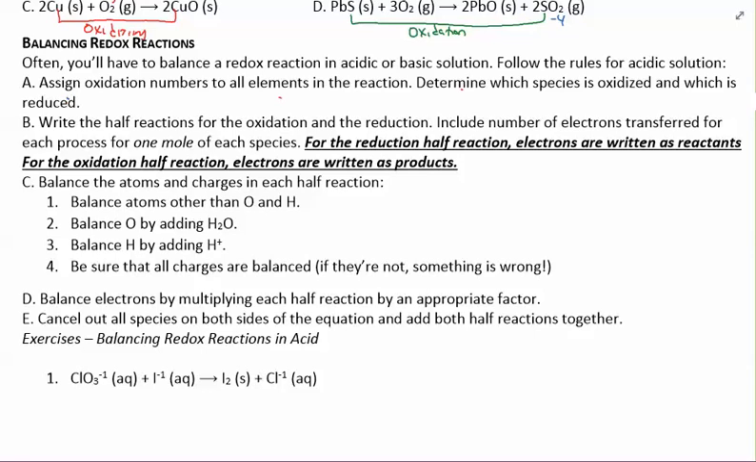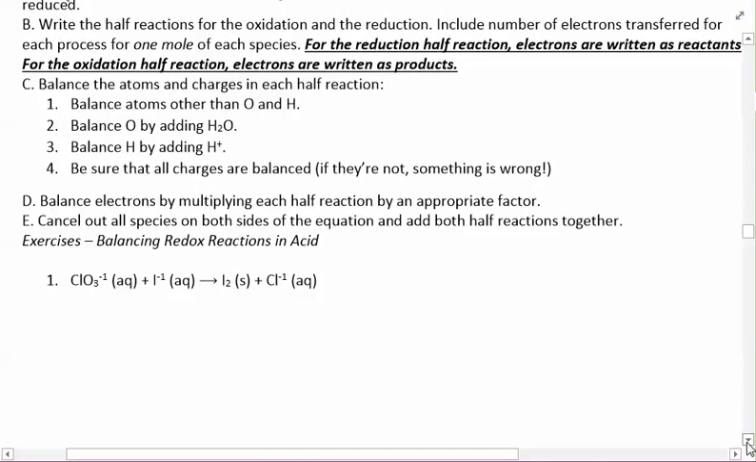So the thing with balancing redox is it takes a little while because there's a lot of steps. So you might notice that there's a lot of space, and that's really the reason why. We've already been practicing the first step, which is assigning oxidation numbers and then determining which species is being oxidized and which is being reduced. So we have to do that. That's the first step.